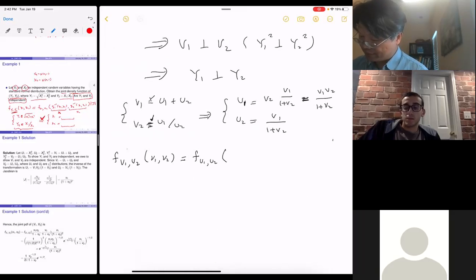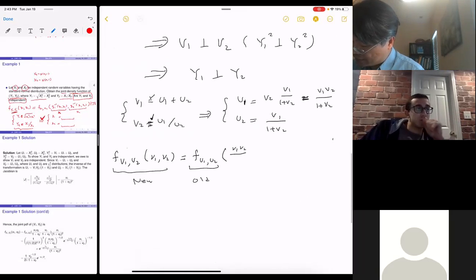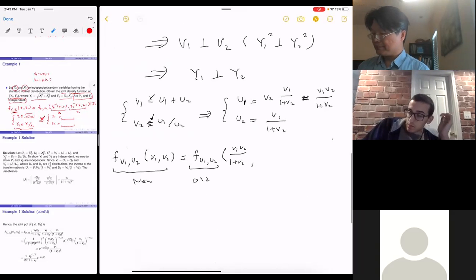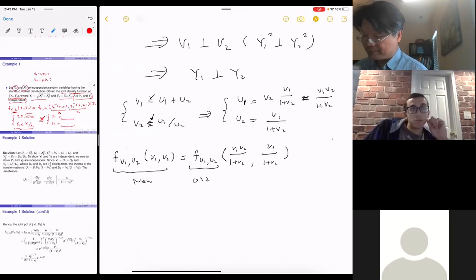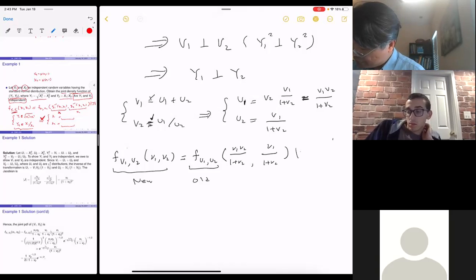Okay, so then transformation is nothing but plug in. So this is my new PDF. This is my old PDF. Then plug in the inverse function, U1 equals V1 V2 divided by 1 plus V2. Then U2 equals V1 divided by 1 plus V2. Okay? Everything follows the principle. I told you, plug in the inverse function, but the most difficult part would be what? This guy, don't forget about the Jacobian.